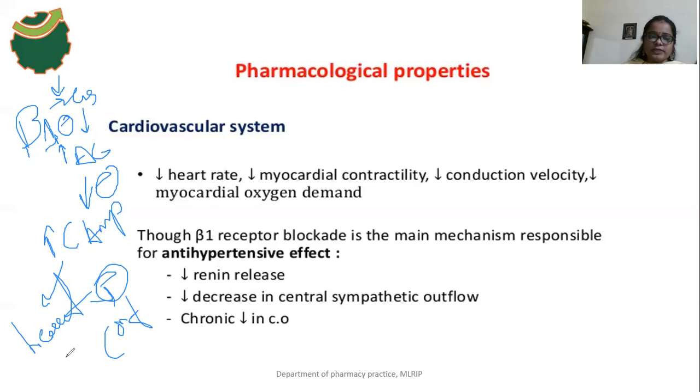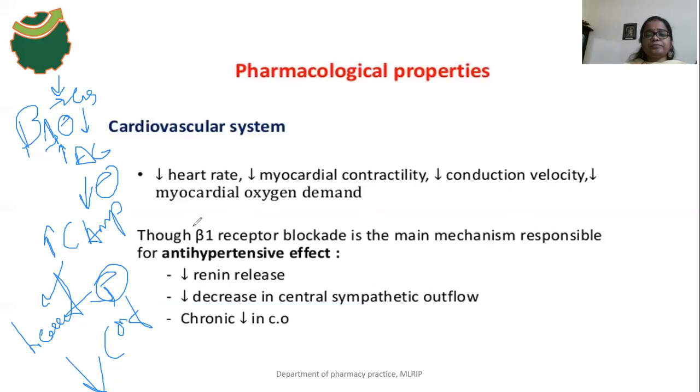So there is no contraction effect means what? There is a relaxant effect that occurs. Nothing but the heart rate decreases, and the myocardial contractility decreases. Okay, and the conduction velocity also decreases, and the myocardial oxygen demand also decreases.